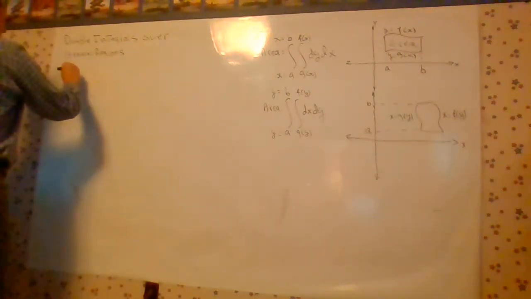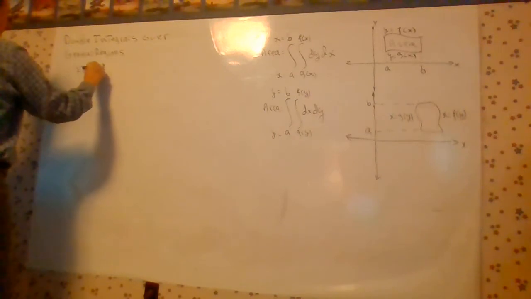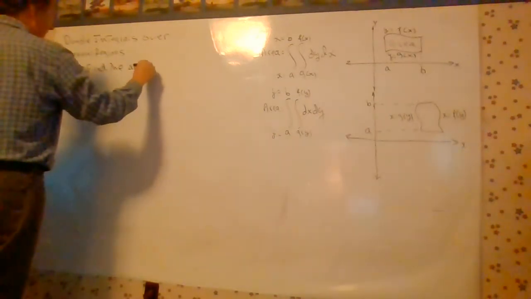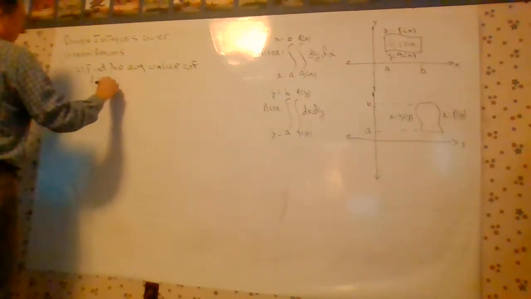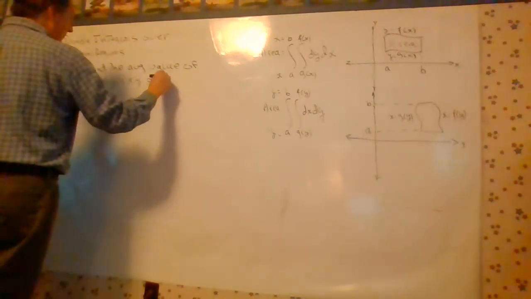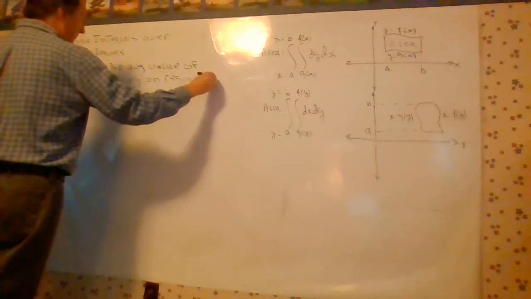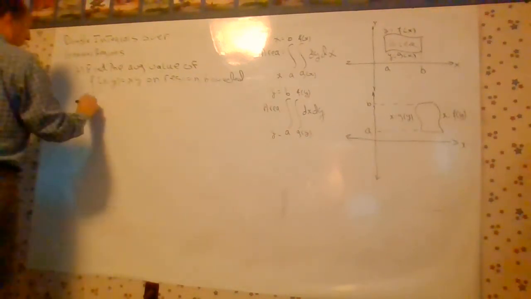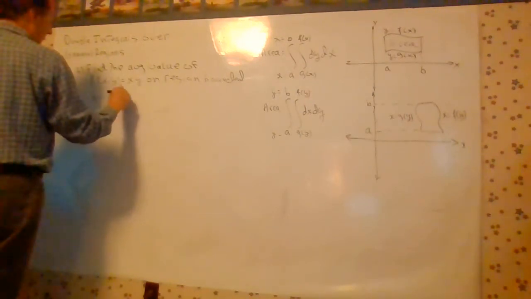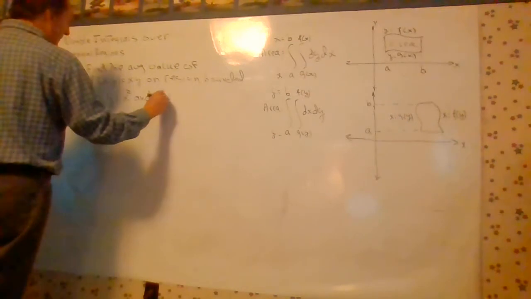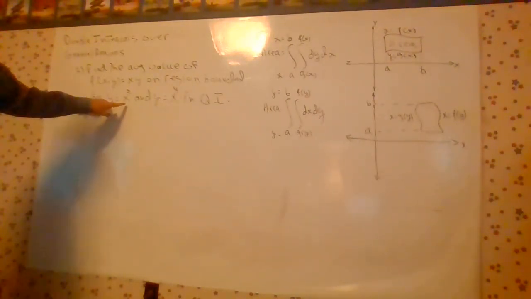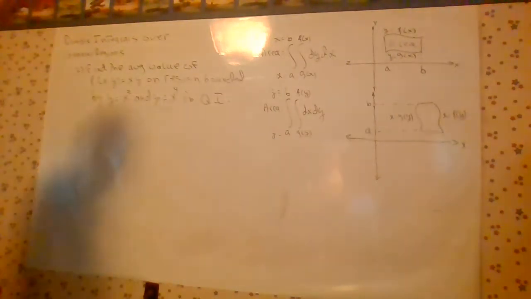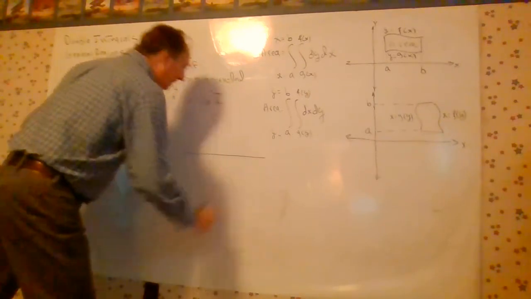Number 2. Find the average value of f of x, y equals xy on the region bounded by y equals x squared and y equals x to the fourth in quadrant 1. Okay, it's an interesting question.